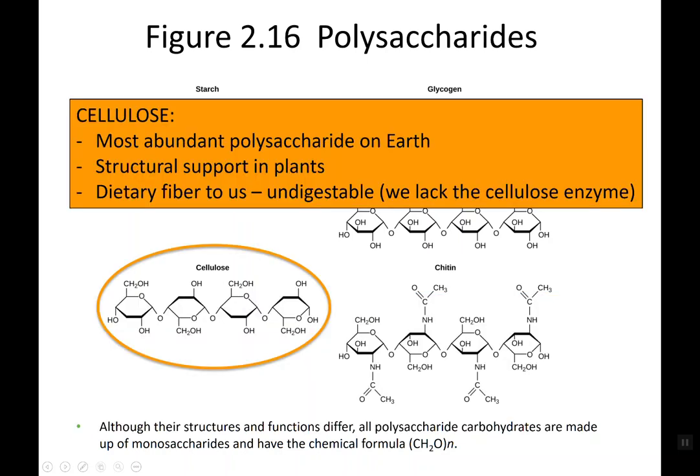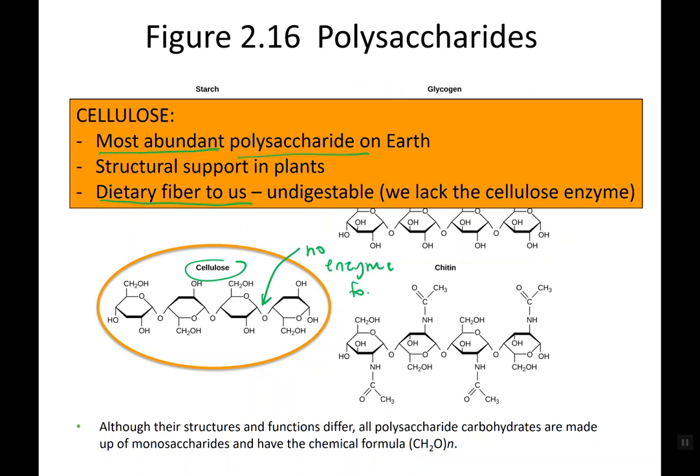Cellulose is actually the most abundant polysaccharide on Earth, and that's because this is the structural polysaccharide in plants. We humans use this polymer to make paper. So paper products are made out of this stuff. And when we eat cellulose, which we do when we eat certain vegetables, it's undigestible. We don't have an enzyme that can get in here and cut this bond.